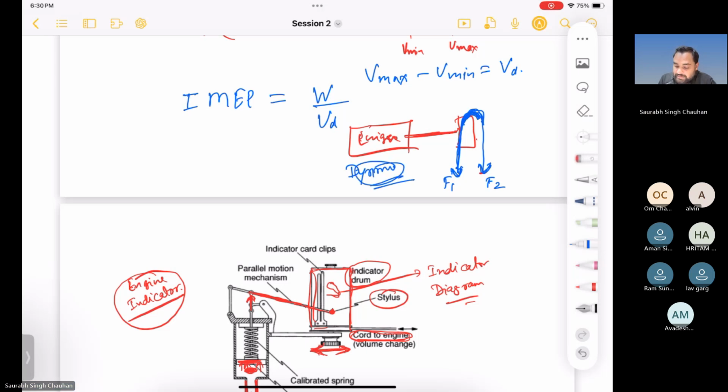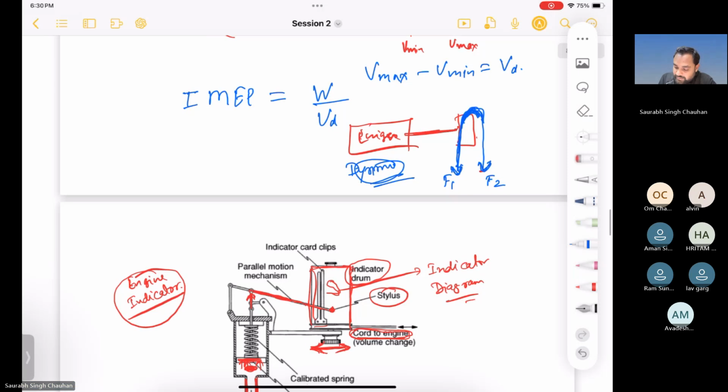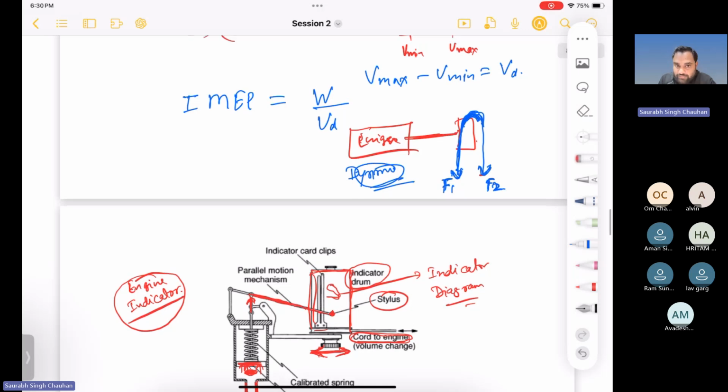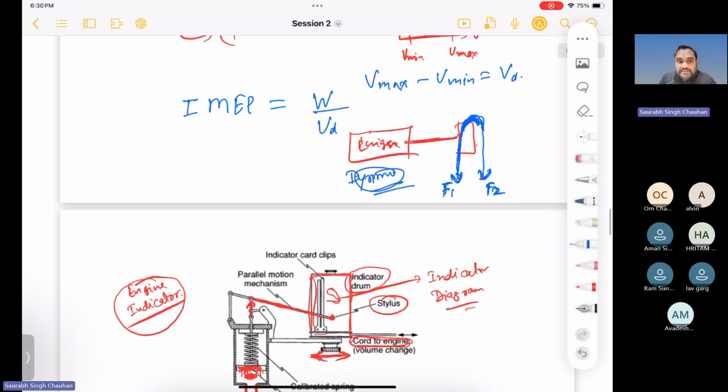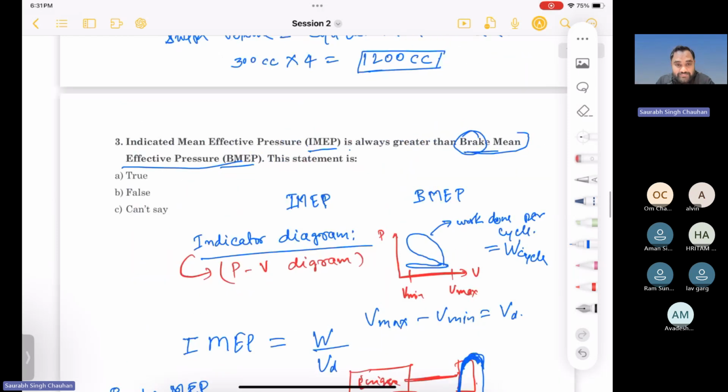Whatever torque you are getting, the torque will be calculated from the values of F2 and F1. From whatever values you get from this dynamometer, when you calculate the mean effective pressure, that is called brake mean effective pressure, or BMEP. Is that clear why these brake and indicator terms are there?